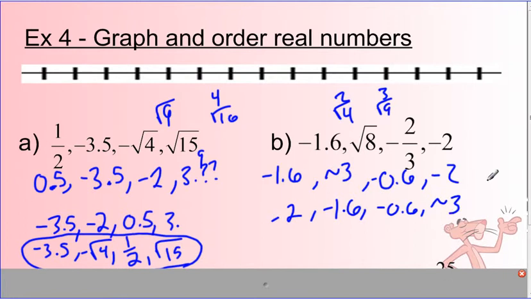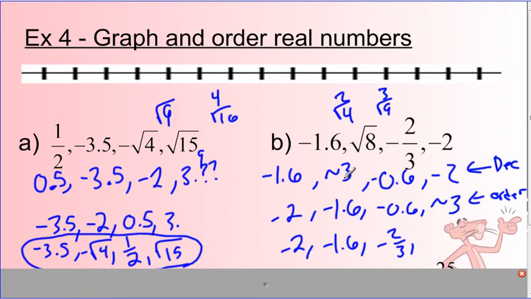So we changed them all to decimals. We ordered. And then we're going to change back into the original form. So -2 was -2. Negative 1.6 was negative 1.6. 0.6 came from this -2/3. And about 3 was square root of 8. So that's the answer we were looking for. So change it to decimals, order the decimals, change it back into the original form.